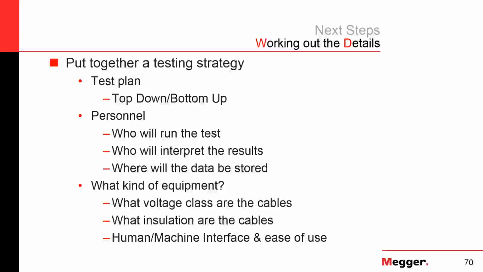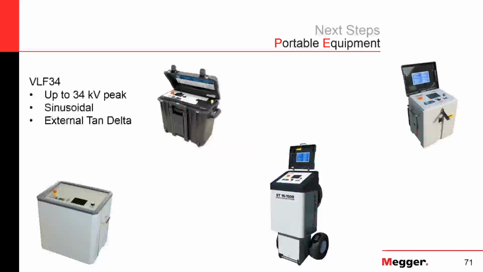And finally, with all this in mind, we have to determine what kind of equipment we need to get. What is important is what voltage class are the cables. Higher voltage class means a bigger piece of equipment. What insulation are the cables? What's the human-machine interface like? Is it easy to use? Is it easy to train on? Easy to get people to operate the equipment?